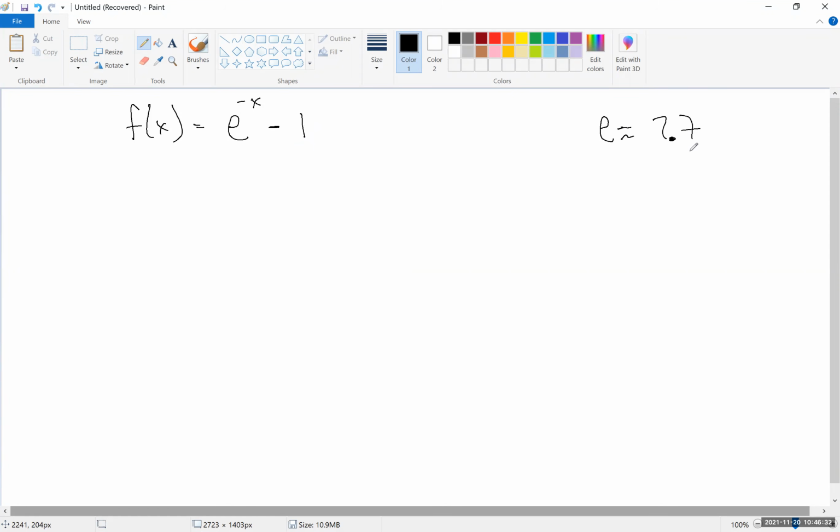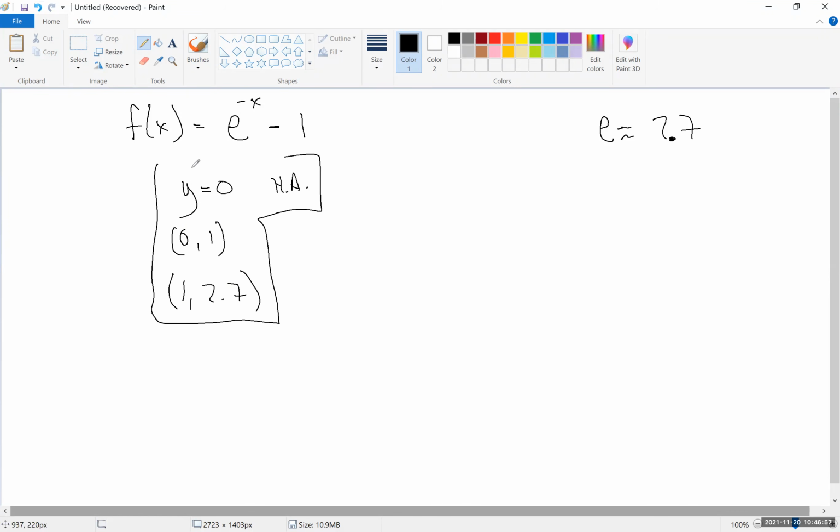All right, so we're going to have y equals 0 as our horizontal asymptote. That's where we start. Then we're going to have the point 0 comma 1 because we always have that point. And then we're going to have the point 1 comma 2.7. Okay. This is what we'd have if there were no transformations. So this is the before transformation.